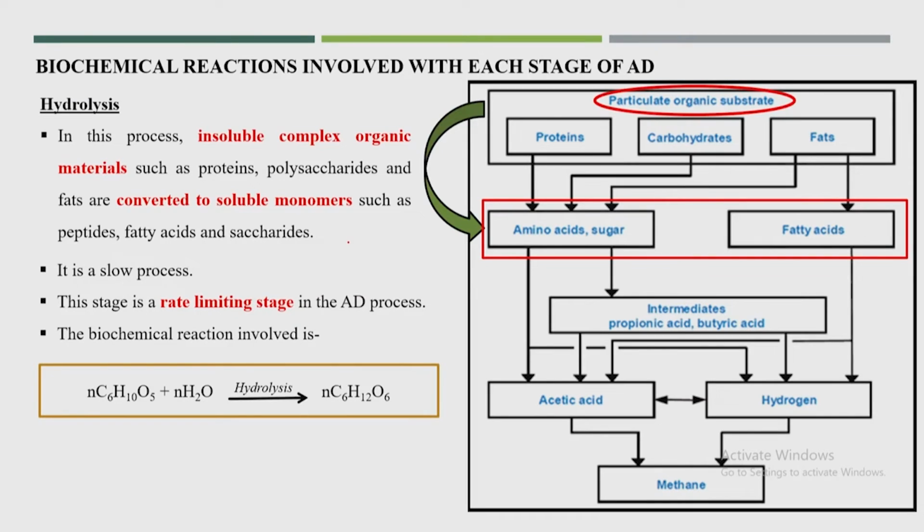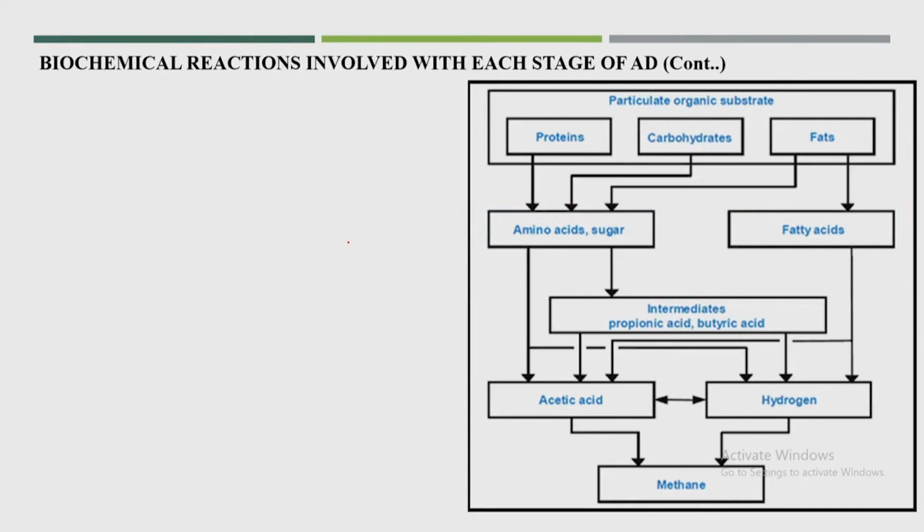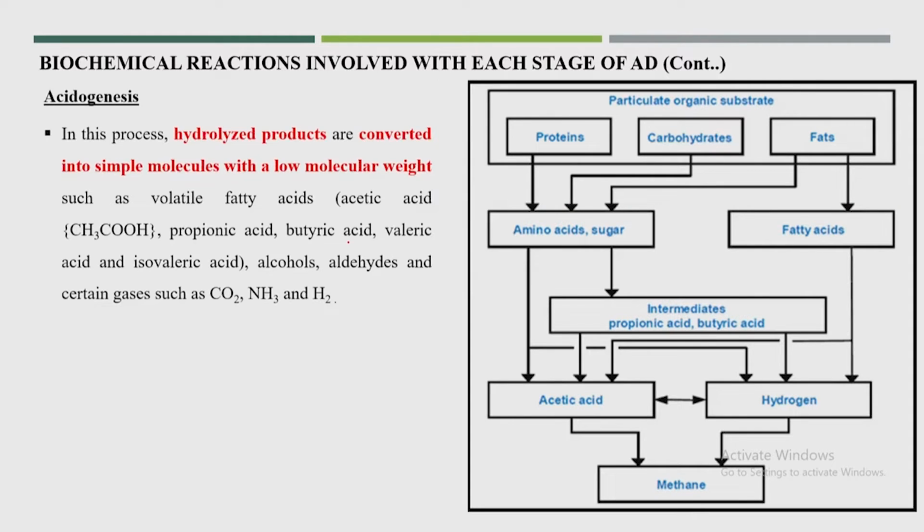So, what are the biochemical reactions involved here? Whatever organic matter is hydrolyzed will convert into simple monomers. Now, the next stage is acidogenesis or the fermentation process. In this process, hydrolyzed products are converted into simple molecules with low molecular weight such as volatile fatty acids like propionic acid, butyric acid, valeric acid, and alcohols, aldehydes and certain gases such as carbon dioxide, ammonia and hydrogen. This is the second stage.